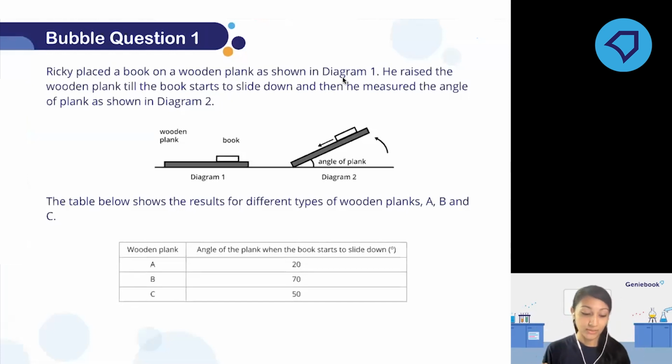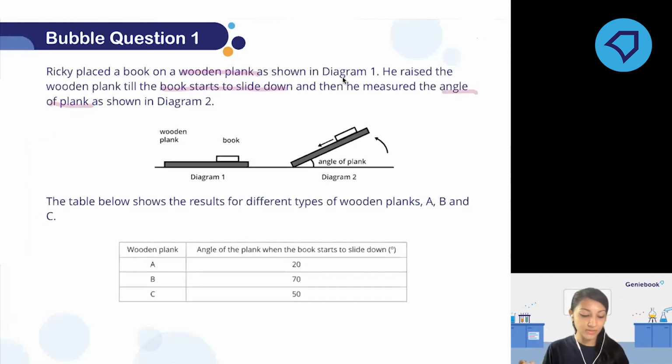For example, Ricky placed a book on a wooden plank. Let me just highlight all the keywords first: wooden plank, as shown in diagram 1. He raised the wooden plank till the book starts to slide down. So, book sliding down, and then he measured the angle of the plank.